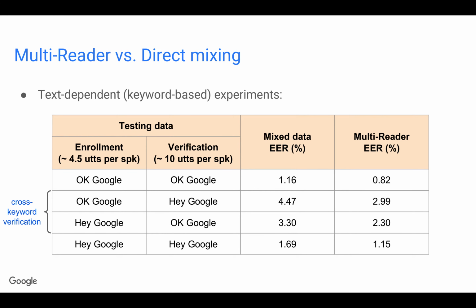The first table is a comparison between multi-reader versus directly mixing the two datasets. This is for keyword-based experiments. We can see that no matter whether it is the same keyword verification or cross-keyword verification, the multi-reader equal error rate is significantly smaller than directly mixing the two datasets.